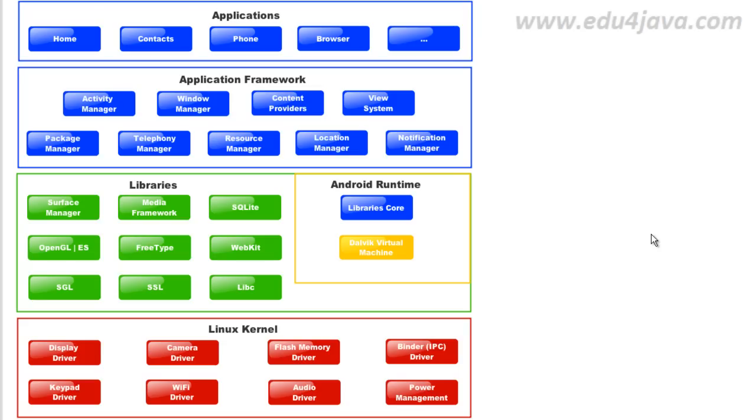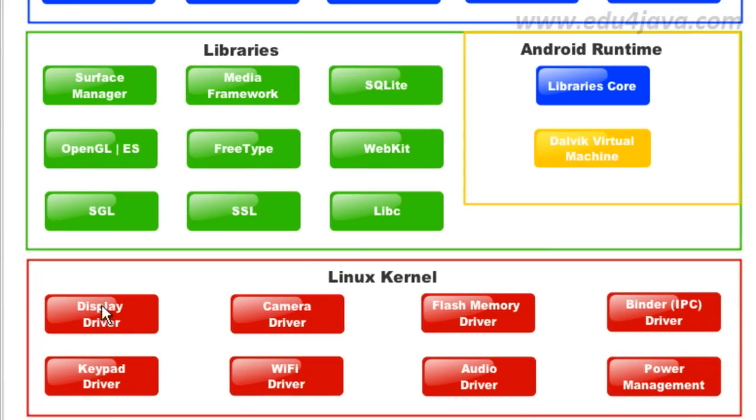This Linux is going to be the layer that hides the hardware from the rest of the software in the operating system. Mainly it is going to contain the hardware drivers. For example, here we can see a display driver, keypad driver, camera driver, Wi-Fi driver, flash memory, audio, power management.